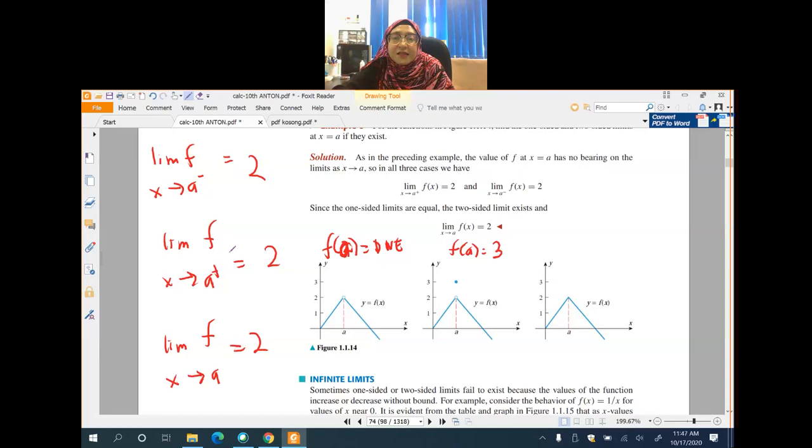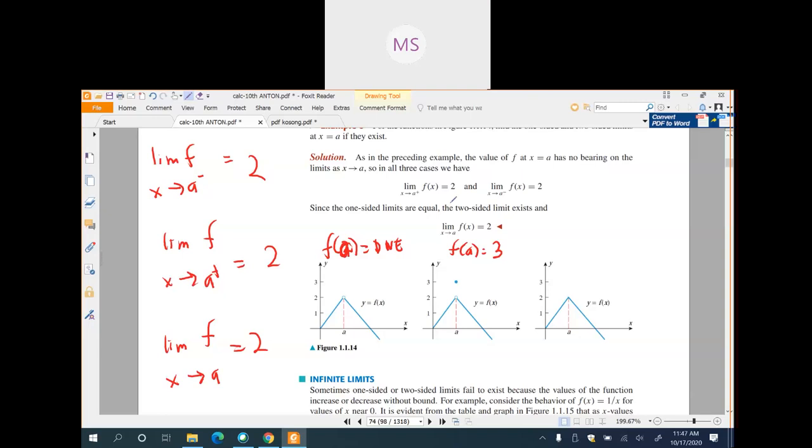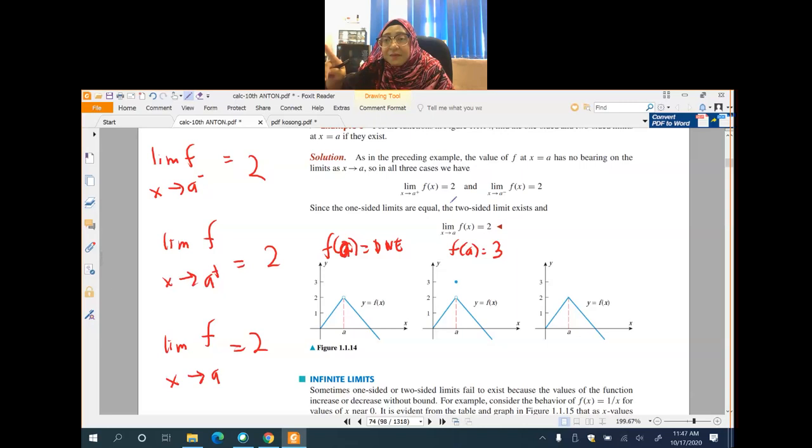We still have the limit of f as x tends to a from the left equal to 2, and from the right equal to 2. So the limit of f as x tends to a will be equal to 2 as well. This one is equal to 2 and f of a is equal to 3. If you walk along this graph, do you have to jump? Yes. Even though there's only one point which gives you a problem, you still have to jump.